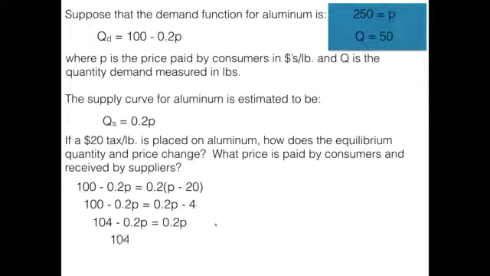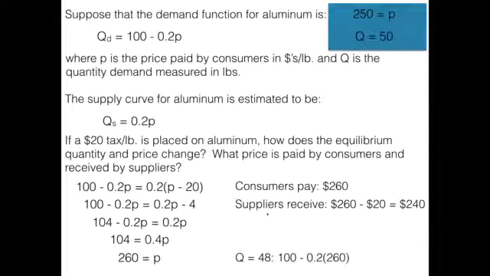We add 4 to both sides, and then we add 0.2p to both sides, which yields 104 equals 0.4p. We divide both sides by 0.4, and the new price is equal to 260. Consumers pay the 260, which is the equilibrium price, but the suppliers receive the equilibrium price less the $20, so they receive 240 when the tax is placed upon them. And what we do is we take that new equilibrium price after the tax was imposed on suppliers, place that into the demand curve, and that gives us a Q of 48.